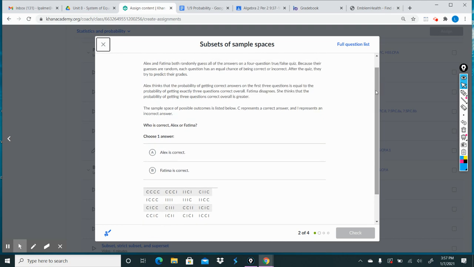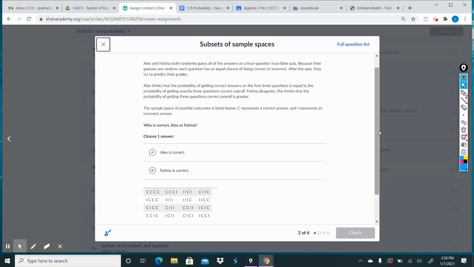Alex and Fatima both randomly guess all of the answers on a 4-question true-false quiz. Because their guesses are random, each question has an equal chance of being correct or incorrect. After the quiz, they try to predict their grades. Alex thinks that the probability of getting the correct answer on the first 3 questions is equal to the probability of getting exactly 3 questions correct overall. Fatima disagrees. She thinks that the probability of getting the first 3 correct is greater. The sample space for the probability outcomes is listed below. C represents the correct answer and I represents an incorrect answer. Who is correct, Alex or Fatima?